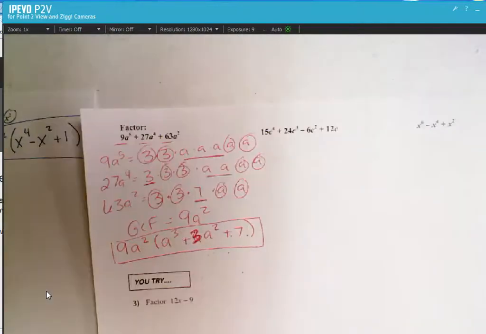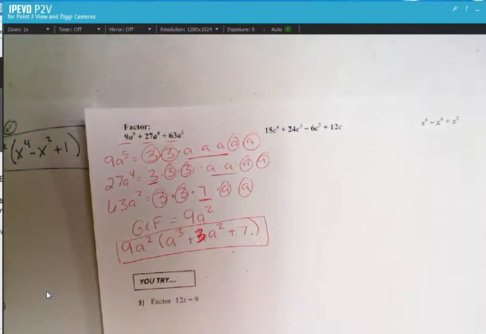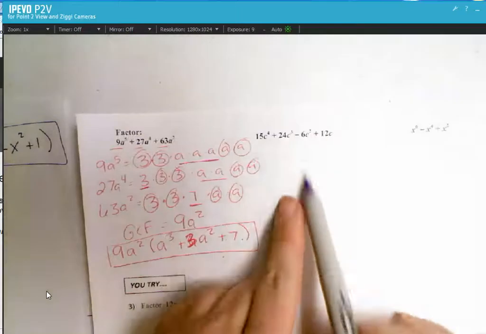Okay, for the next one I want to talk a little bit about using mental math and how I can do that without this huge long process, okay? I'm going to walk through it.